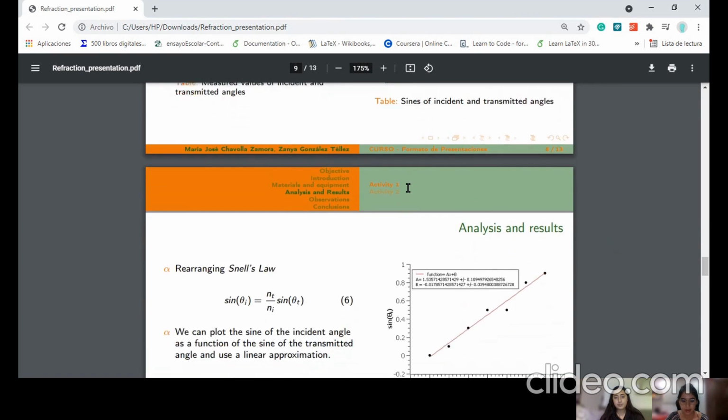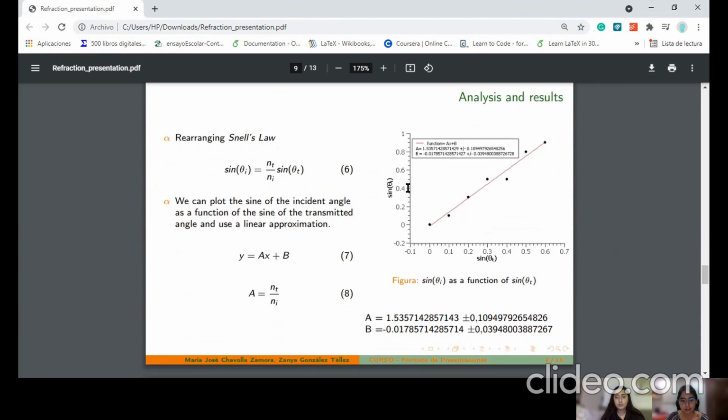Then, if we rearrange Snell's law, we obtain expression 6, which gives us a relationship saying that the sine of the incident angle is equal to the ratio between the index of refraction of the transmitted medium, which is going to be the acrylic in this case, and the index of refraction of the incident medium, which is going to be the air in this case, times the sine of the transmitted angle.